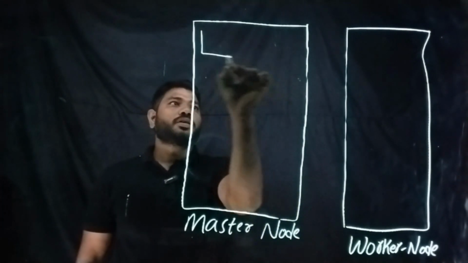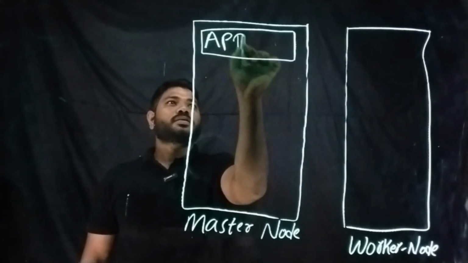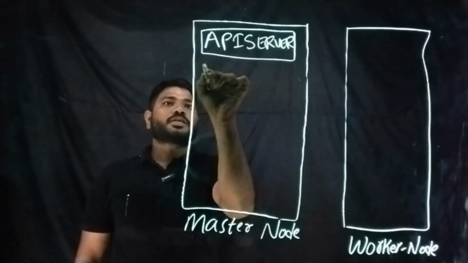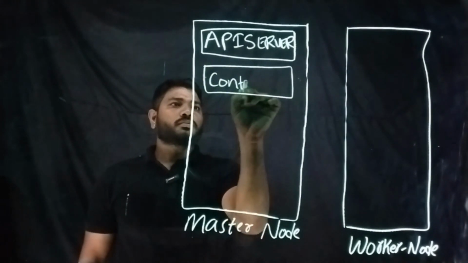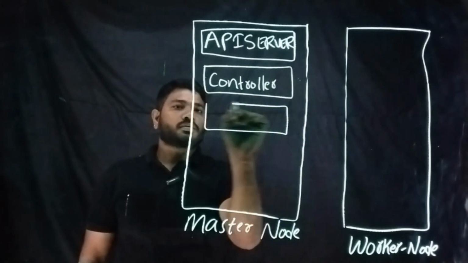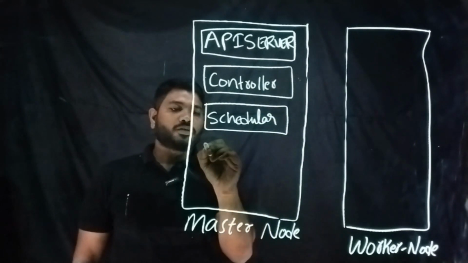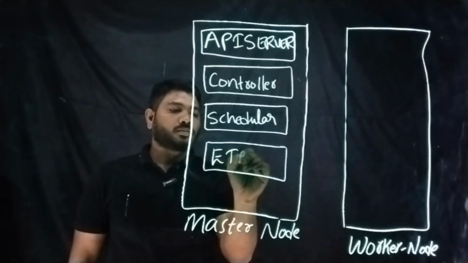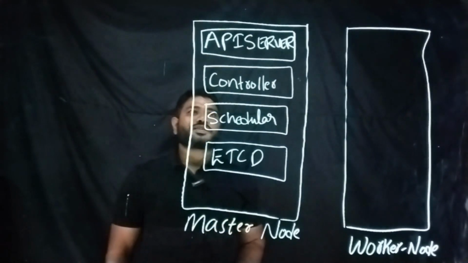I'm going to write it down over here. This is the API server, and the second one is the controller, and the third one is the scheduler. And the fourth one is the etcd database. So all these components are present in the master node in Kubernetes architecture.